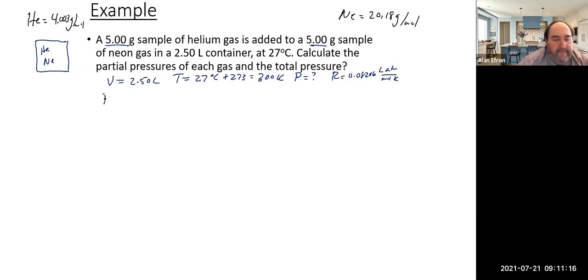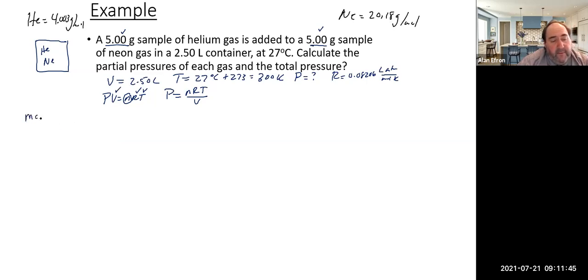So if we use PV equals nRT and cross off what we've got going, we do have the volume, we do have R, we do have T. We are going to need to figure out n, or the moles of each gas, which we definitely could do since we have the grams. So we really could solve this for P equals nRT over V. Before we could do that, we're missing the moles of each gas, so that's where we want to start.